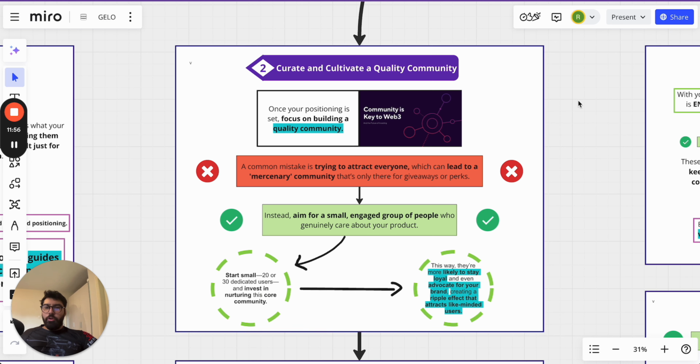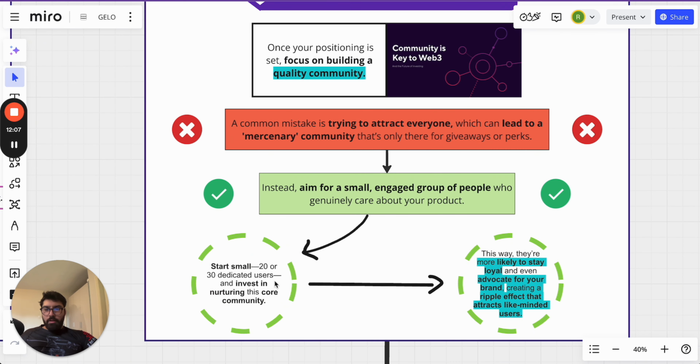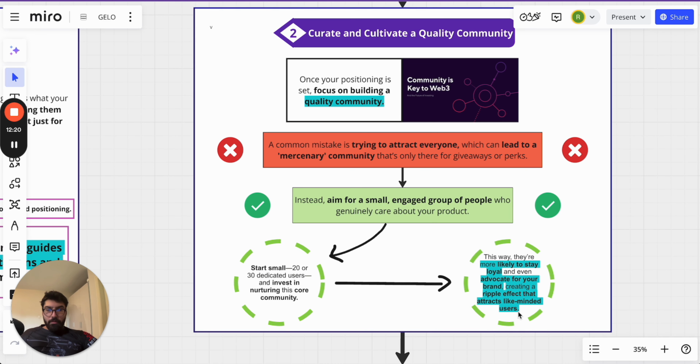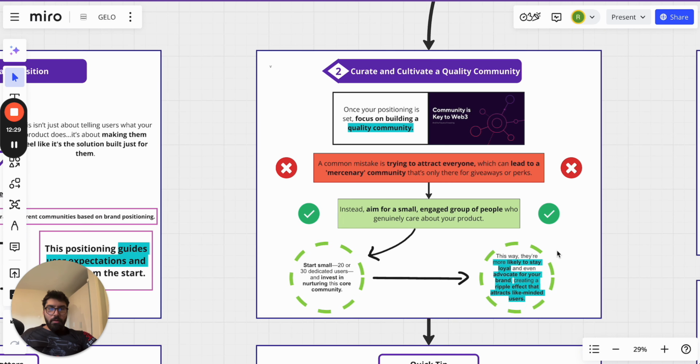To do this, we have to curate that early community. Not try to attract everyone, but aim for a small, engaged group of people who genuinely use the product. Now we can start looking at, small scale, 20 to 30 dedicated people who are really going to advocate for the product, nurturing those people and really being engaged with them. This way, they're more likely to stay loyal and even advocate for the brand. This will create a ripple effect that will attract like-minded users to come and figure out what's really going on here. Remember, it's all about building those connections and building that network within the community.